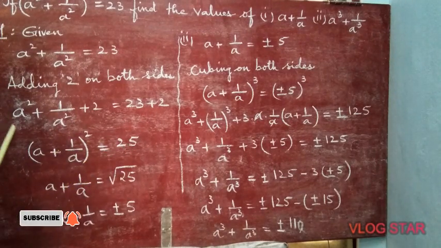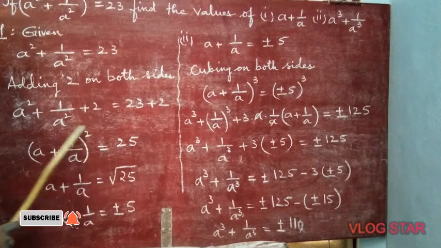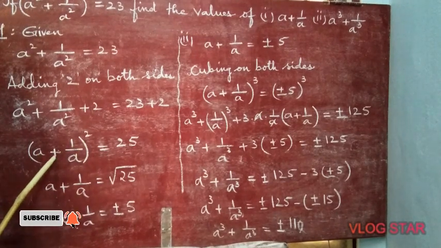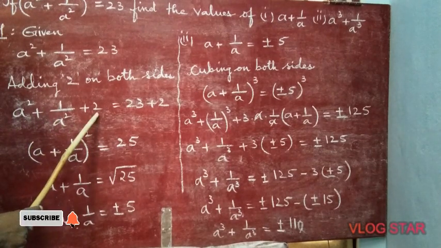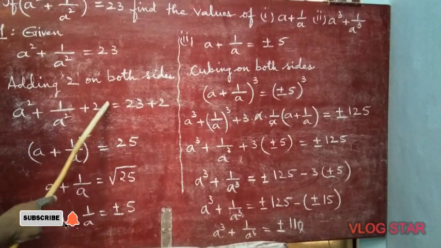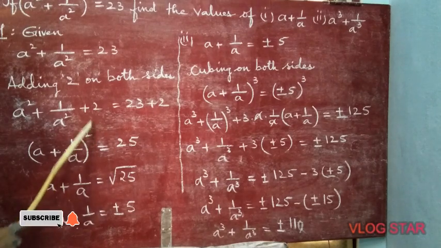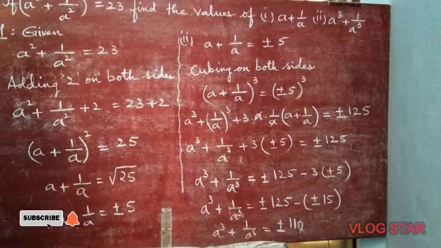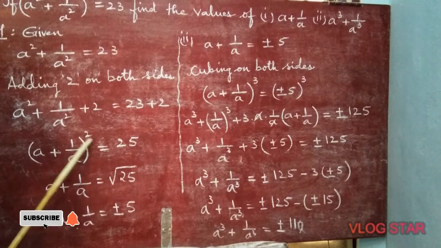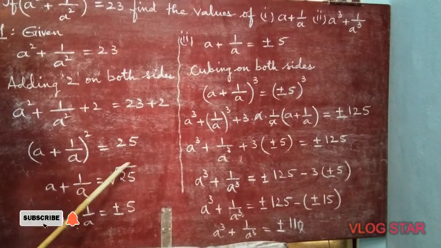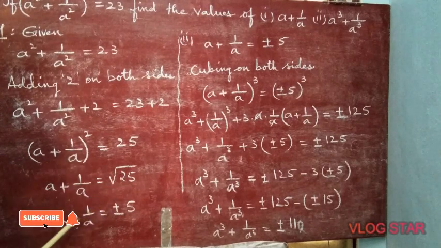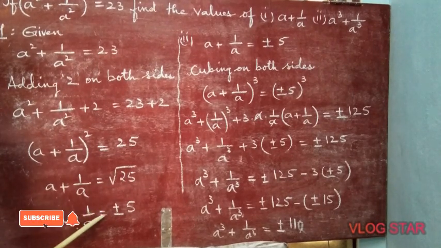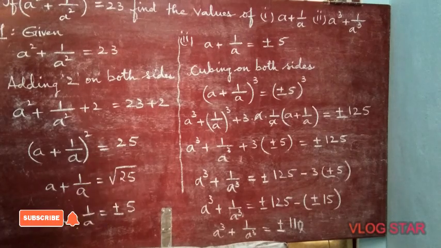And automatically, the left hand side is also in the formula of a plus 1 by a whole square. A square plus 1 by a square plus 2. 2ab means a into 1 by a, a gets cancelled, 1 ones are 2. Keep in mind, read formulas. Now square going from left to right. Square root. A plus 1 by a is equal to square root of 25. A plus 1 by a is equal to plus or minus 5.